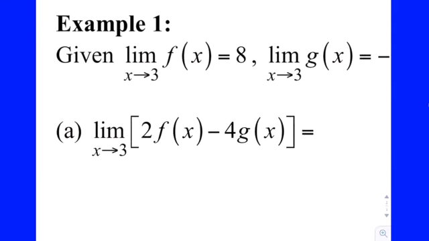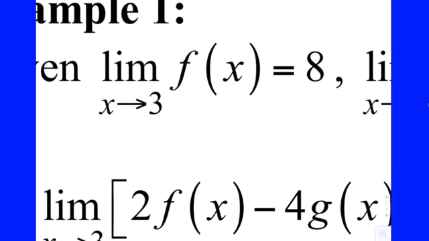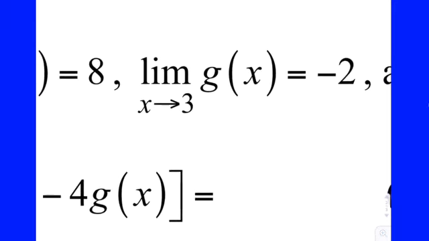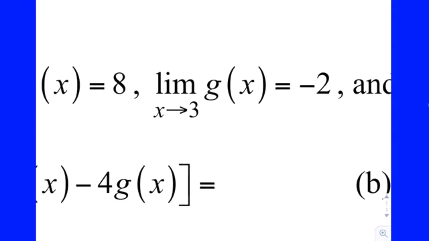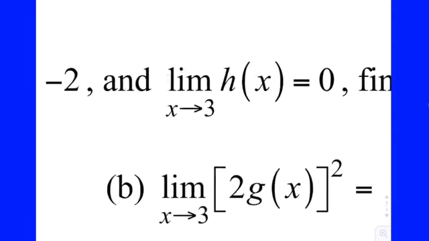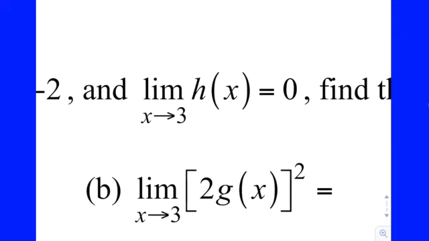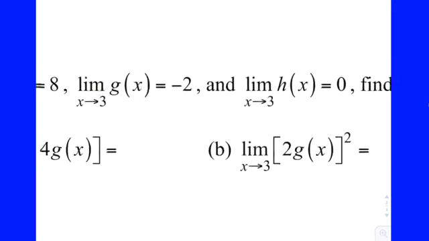Here's an example that deals with these properties. We're going to have information about unknown functions, which is why the properties are going to be useful. Let's say that we're given some limited information about two functions f and g. We know that as we approach 3 from both sides for the function f, we're getting closer and closer to 8. And as we approach 3 from both sides for g, we're getting closer to -2. Oh, and we have this third function, h, that as we approach the same x value, 3 from both sides, we get closer and closer to 0. That is all we know about those functions.